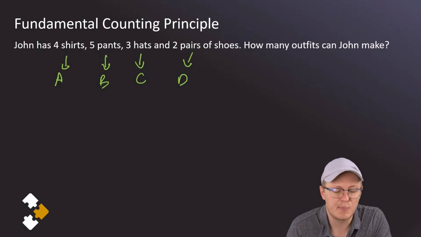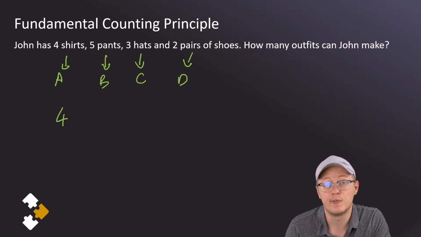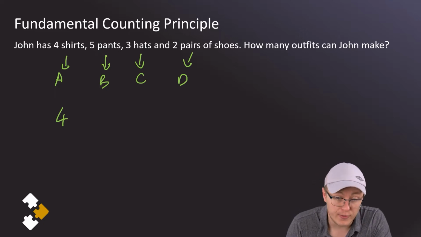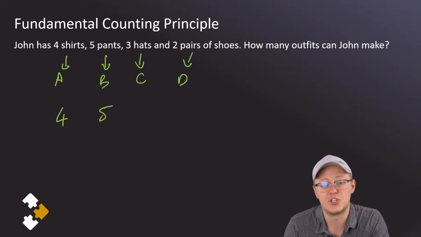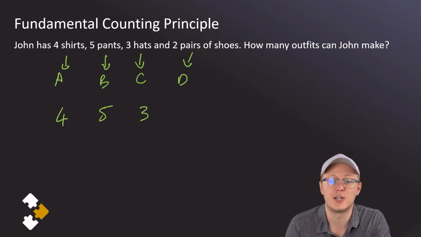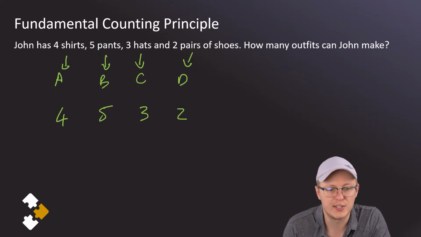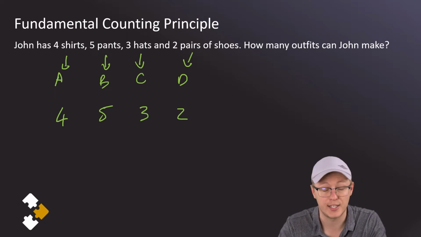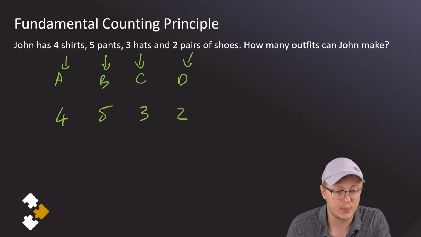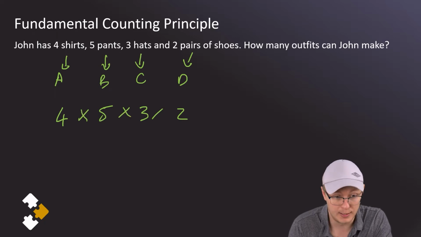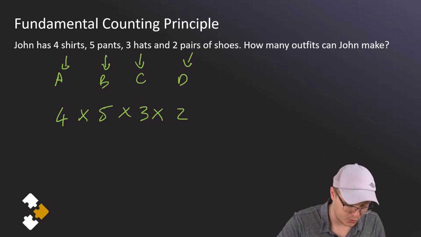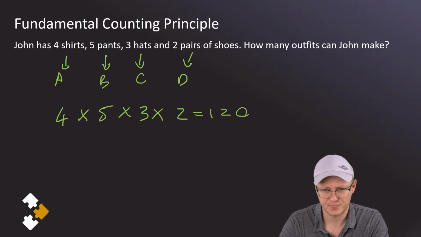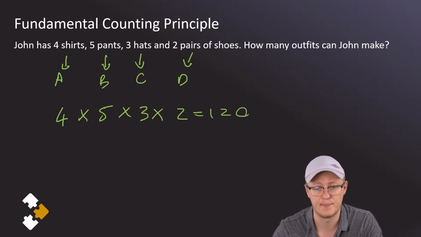So how many ways can A happen? Well, A can happen 4 ways because there are 4 shirts to choose from. The pants there are 5 of, so that then means there are 5 ways in which he can choose pants. There are 3 ways in which he can choose a hat, and there are 2 ways in which he can choose a pair of shoes. So how many ways can all of this happen together, i.e. how many outfits can he make? Well, the fundamental counting principle says 4 times 5 times 3 times 2, and that's going to be 120. So he can make 120 different outfits.